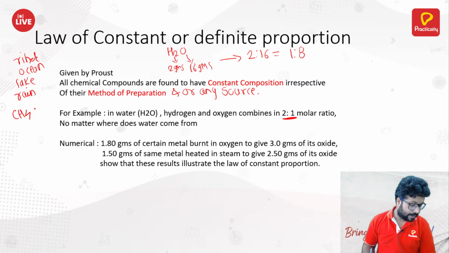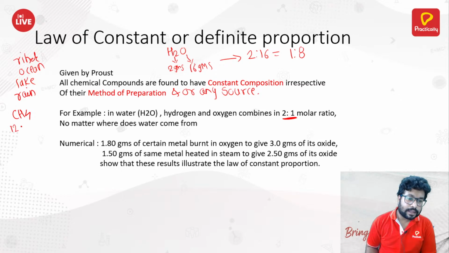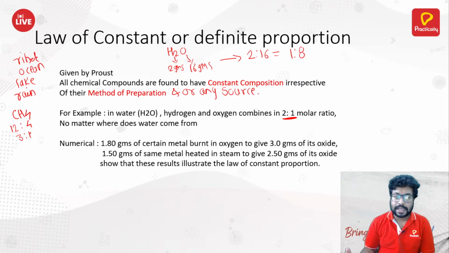If you take methane, CH4, the atomic mass of carbon is how much? 12. And there are 4 hydrogen, so mass is 4. So if you take the ratio, it becomes 3:1. So you can prepare methane by any method. You can obtain the methane by any source.